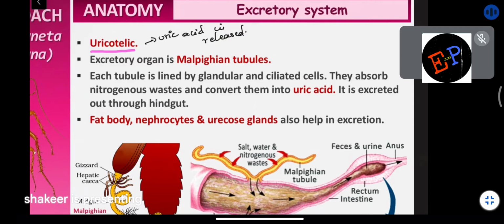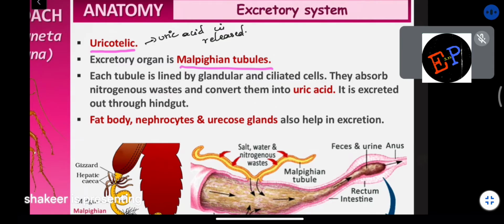So the Malpighian tubules and the other excretory structures convert these waste materials into uric acid, and that uric acid is released into the atmosphere with the help of the anus through the rectum. Clear? That's it. So the excretory organ is the Malpighian tubules. How many Malpighian tubules are present? 100 to 150 Malpighian tubules are present.